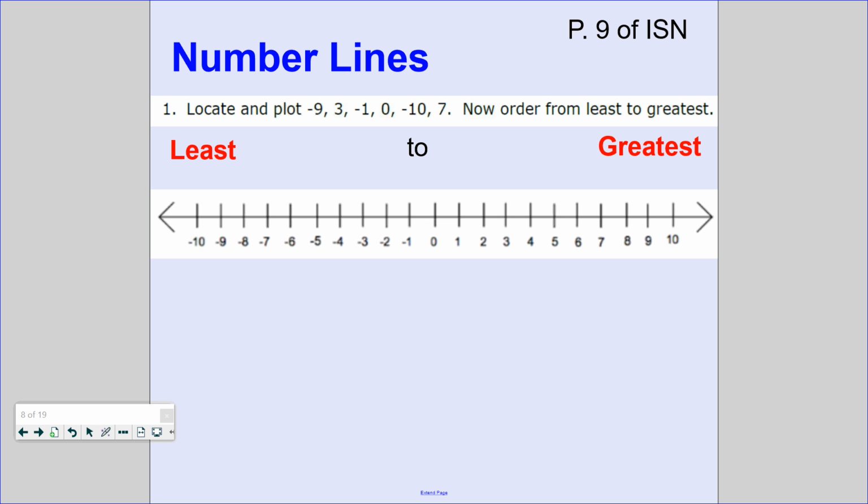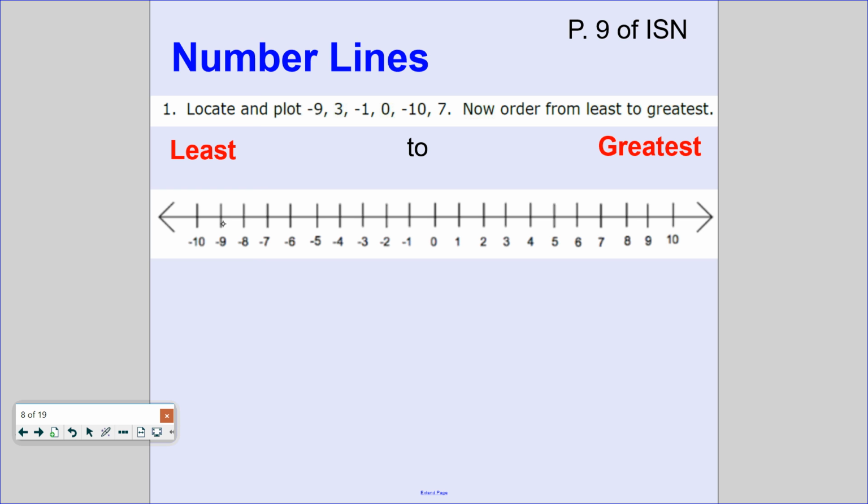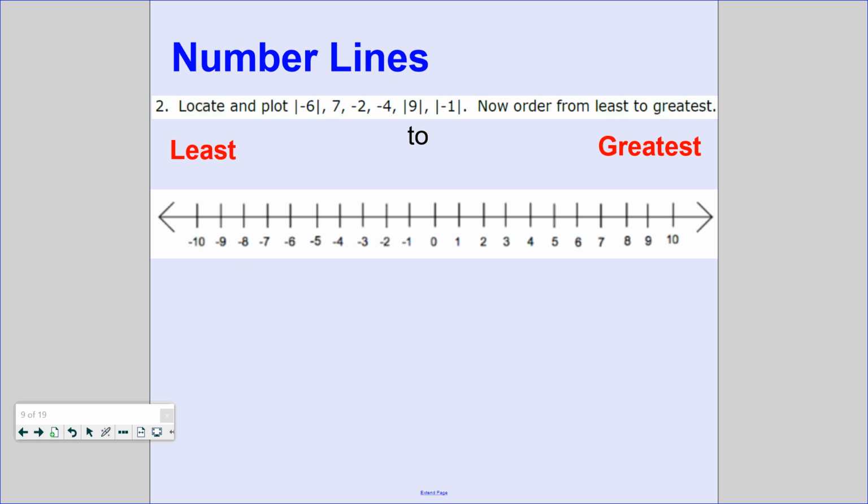So what I would like you to do is locate and plot -9, 3, -1, 0, -10, and 7. Now order these from least to greatest. So the least one is -10, -9, -1, 0, 3, 7. By using a number line, it makes it visually easier to see the integers from least to greatest. Again, integers are whole numbers and their opposites, which are negative. What about this one? Let's make it a little tougher.